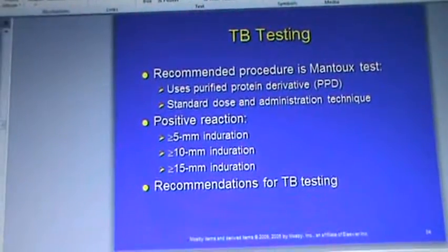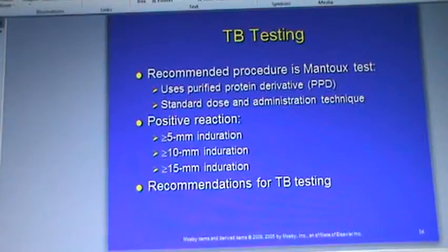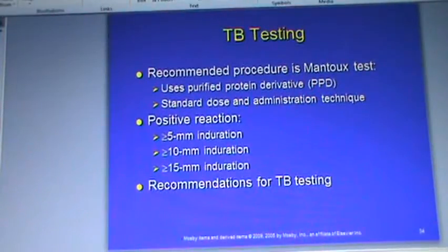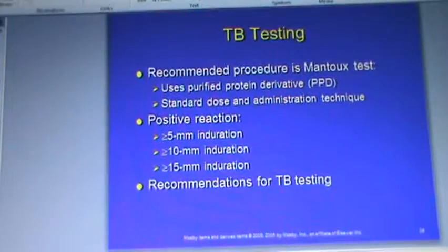For TB, the recommended procedure is the Mantoux test, which uses purified protein derivative, PPD. Standard dose and administration technique. Positive reaction is 5 millimeters, 10 millimeters, or 15 millimeters of induration. Recommendations for TB testing: once you've been positive, you don't get PPDs anymore. You get a chest x-ray, and unless you are symptomatic, that should be sufficient for your records.